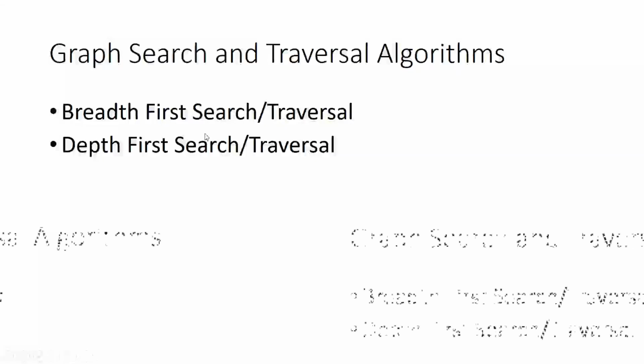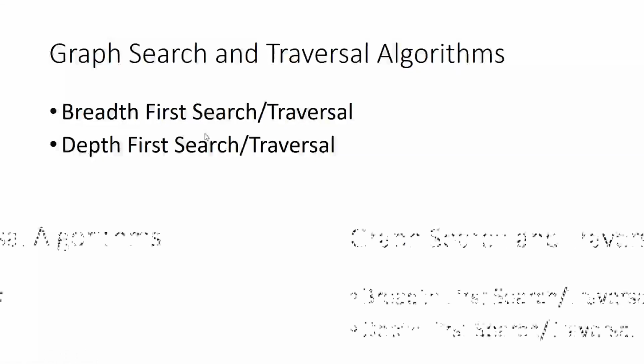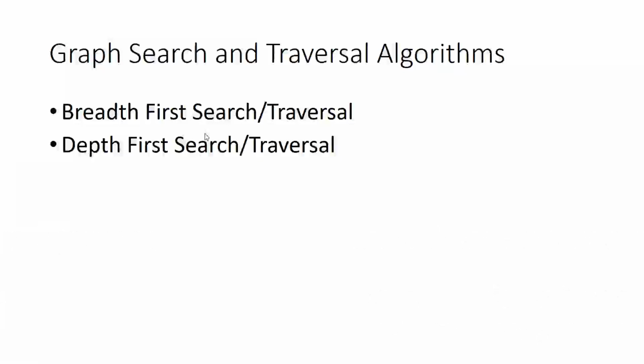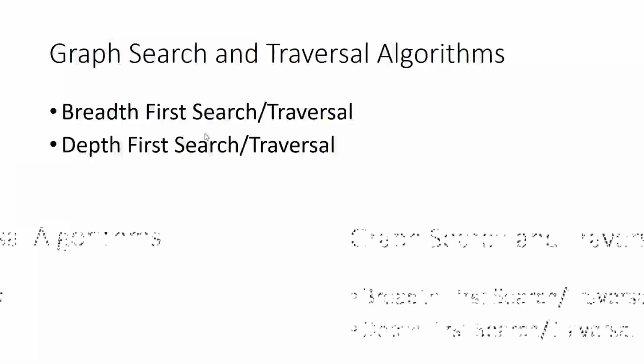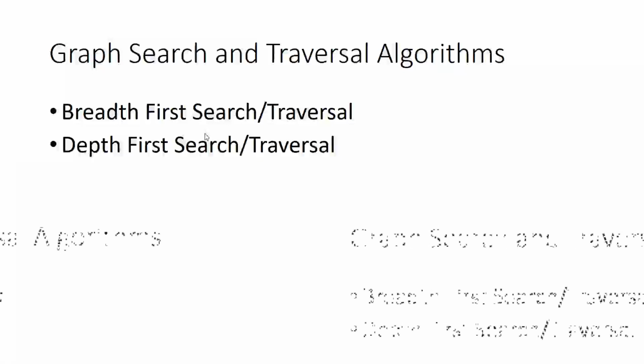In this video, we will learn about graph search and traversal algorithms. Why we are saying that both search and traversal will be carried out using the same algorithms is, if you want to search for a particular number, while you are traversing itself, you will be able to find whether that particular number exists or not. So the same algorithm can be used for search and traversal actually.